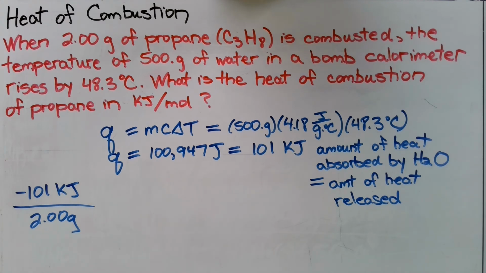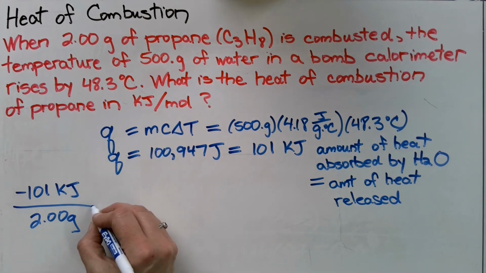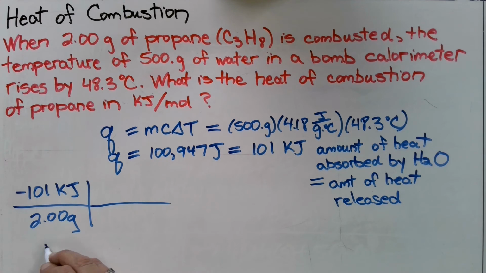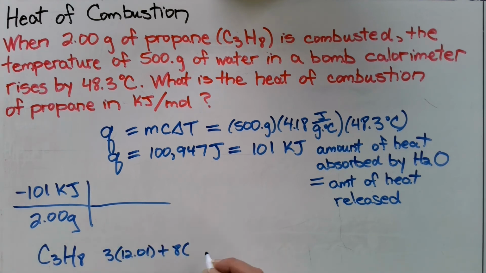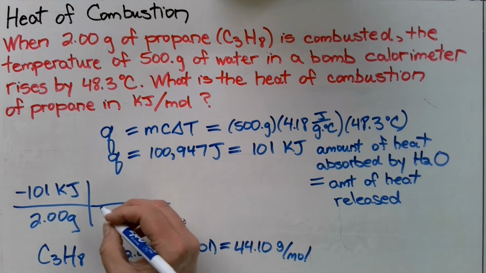But we want to figure out how many kilojoules of heat are released per mole of propane. So we know that propane is C3H8, and if you take 3 times the molar mass of carbon plus 8 times the molar mass of hydrogen, you get 44.10 grams per mole.